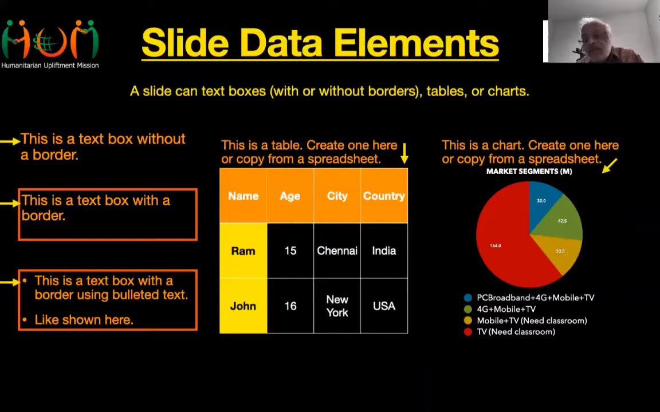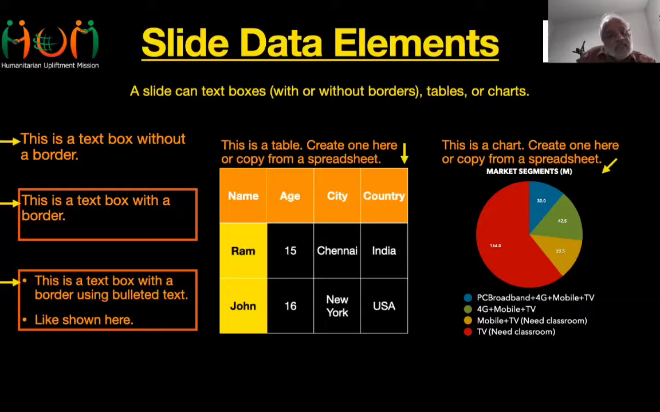You can put a chart in a presentation because it is also presenting information in a way where people can understand it easily, right? You can have text boxes like what I've shown on the left. You can have a text box, top left, without a border. Below that, there's a text box with a border, right? Then there's another text box where I not only have a border, but I've used bullets.